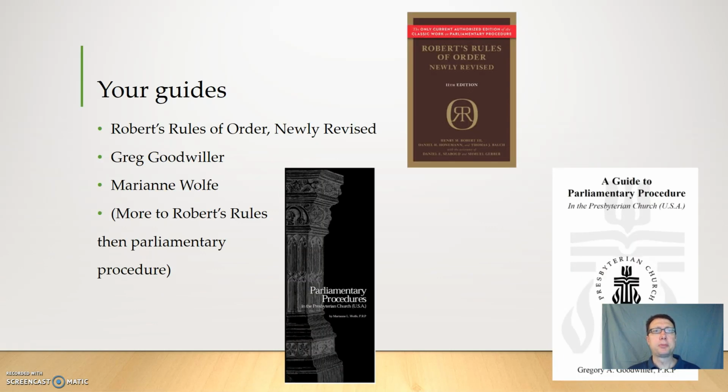In terms of parliamentary procedure, I want you to be aware of three resources that you have. The first and most important is Robert's Rules of Order, newly revised. We're in the 11th edition right now. You should have a book that looks like that, a brown book with the gold edging and the red banner across the top. I required you to buy it.